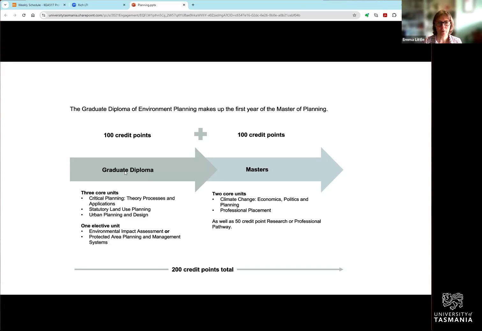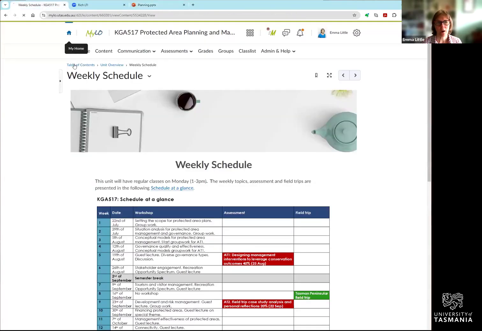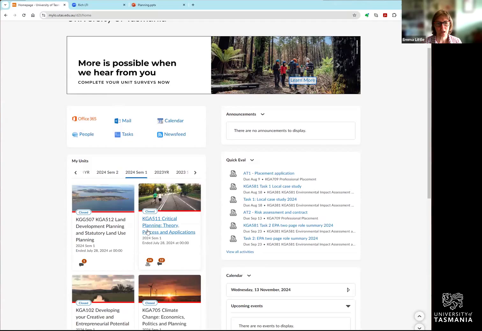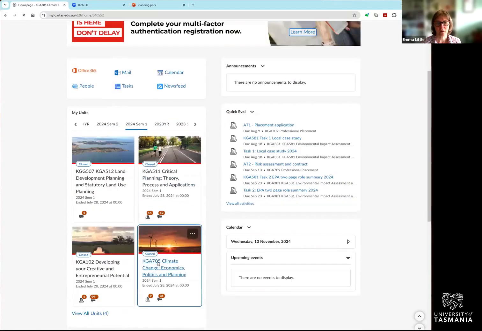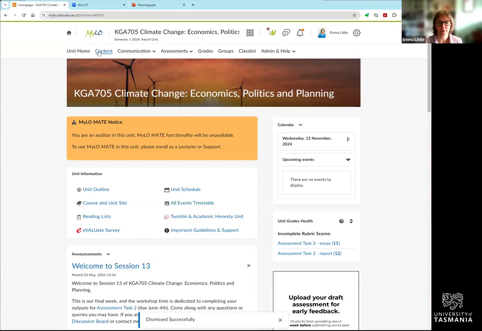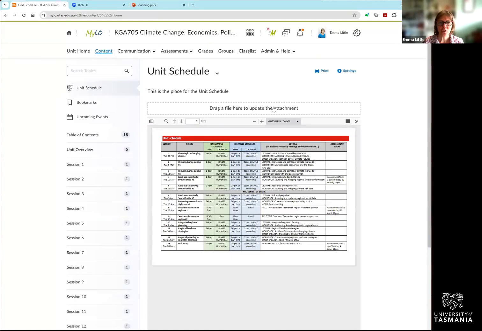If you go on from the Graduate Diploma in Environmental Planning and take on the next 100 credit points, then you're going to be doing the climate change unit, which, if I back up again, is another semester 1 unit. And that one's here. So here at UTAS, we have a particular focus on environmental planning, and climate change are a set of skills that are increasingly needed, no matter which sector that you're looking at.